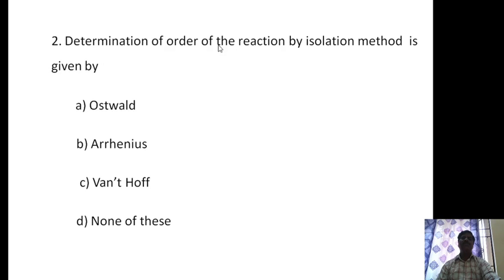Second question: determination of the order of the reaction by the isolation method is given by, first option Ostwald, second one Arrhenius, third one Van 't Hoff, and fourth one none of these. I will give you 10 seconds. You have to choose the correct answer. Now option A is correct for this question. Ostwald described the determination of the order of the reaction by the isolation method.